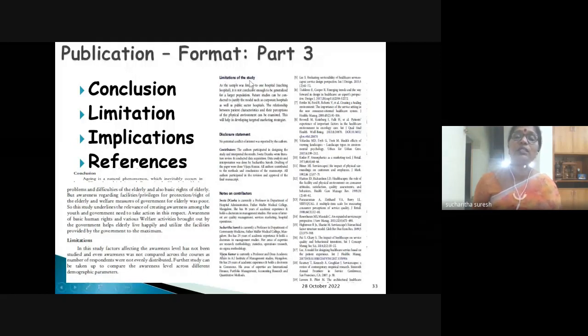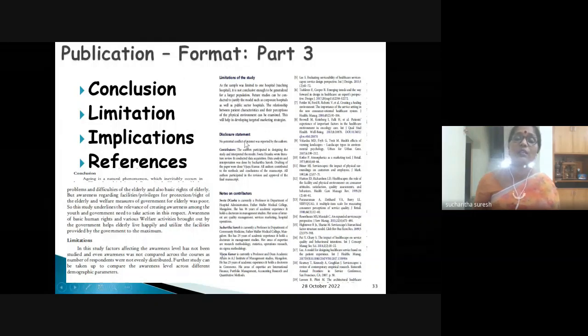All right, here also in the limitation, the sample size is limited to one hospital. We have done it for one site. It is not conclusive enough to be generalized for a large population. Further studies can be conducted to justify the model, such as comparing corporate hospitals as well as public hospitals. The relationship between the patient characteristics and their perception of the physical environment can be examined. See, here clearly some objectives are given for you to study, correct? Limitations will help people to identify the gap, and then they can take that as their objective.